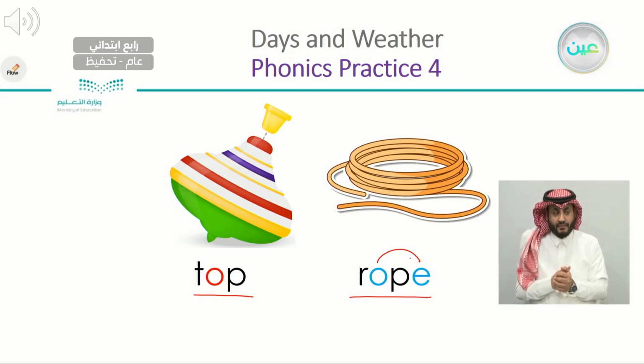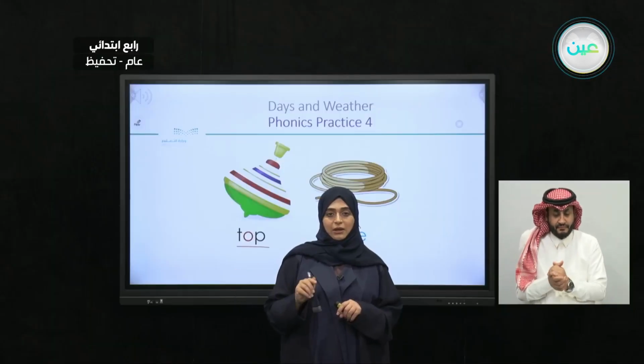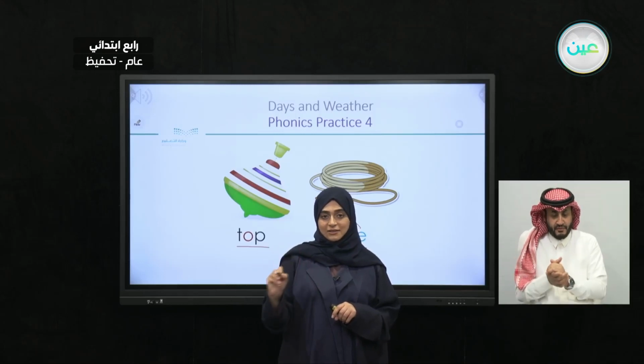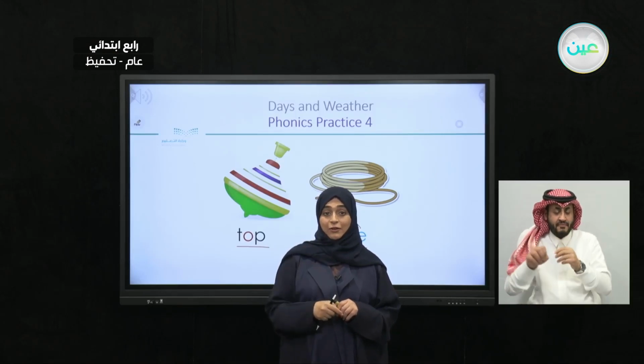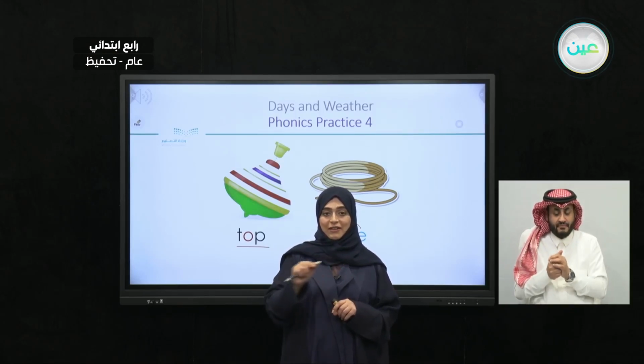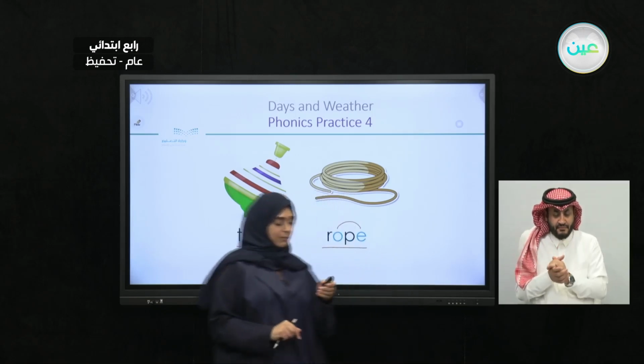So now we have two words, both with O's. One of them is short, one of them is long. The long one has, we can call it magic E. It's the silent E. Can you hear E? No, but it made the vowel O long.